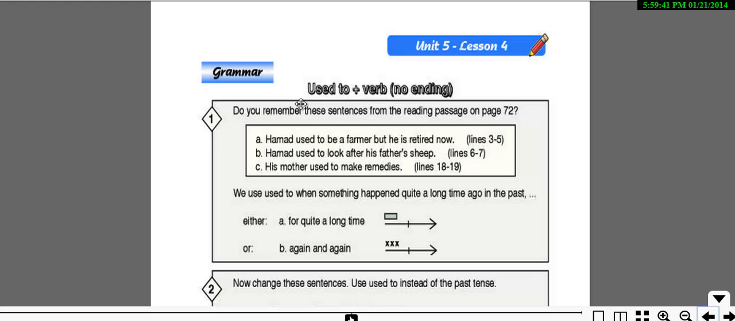Hamid used to be a farmer, but he is retired now. He used to look after his father's sheep, and his mother used to make remedies. Now, we use used to when something happened quite a long time ago in the past, either for quite a long time or again and again. So it's either for repeated actions or for something that takes a long duration.